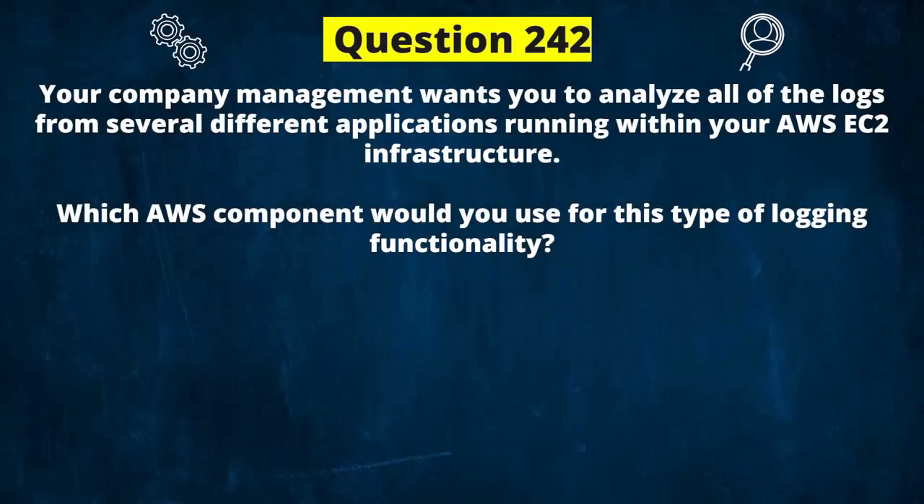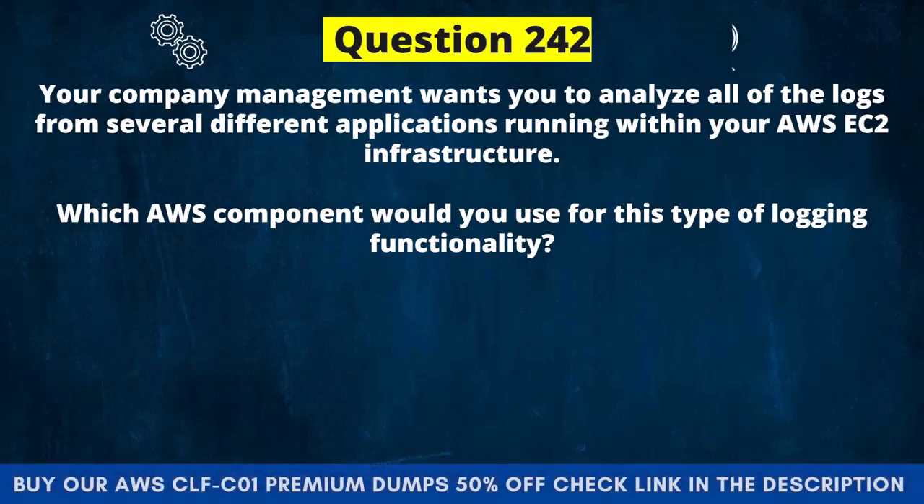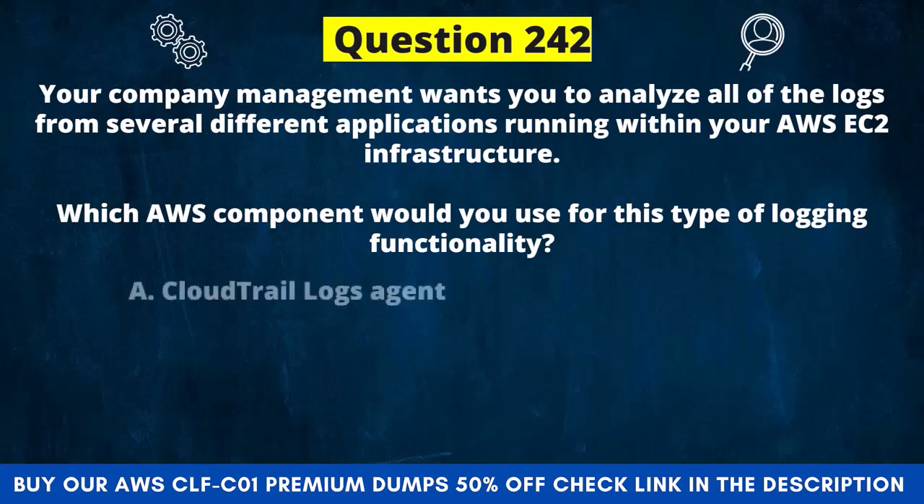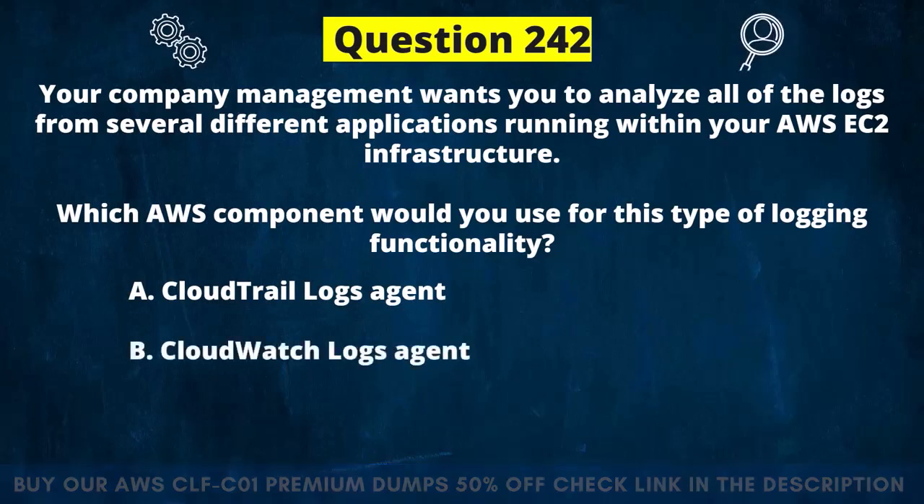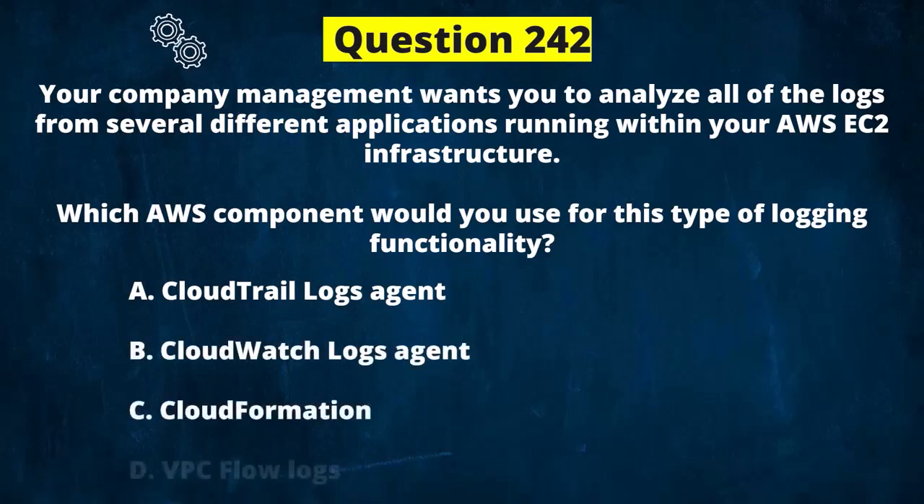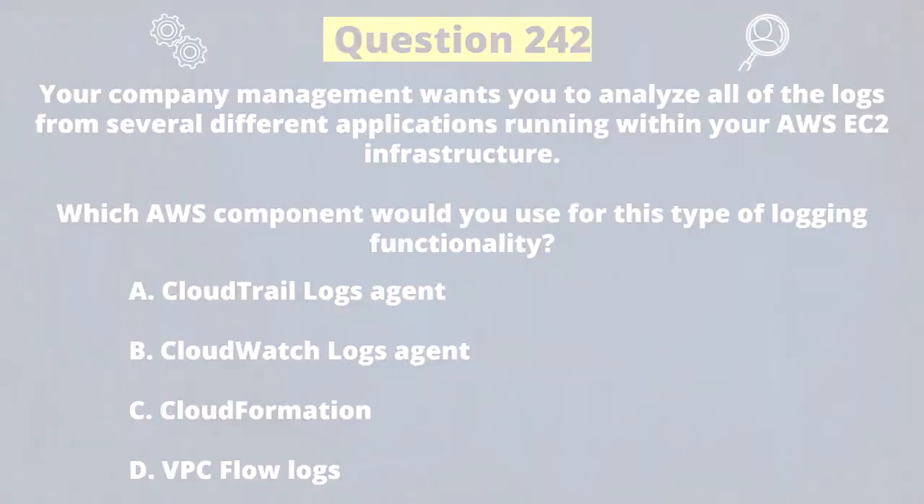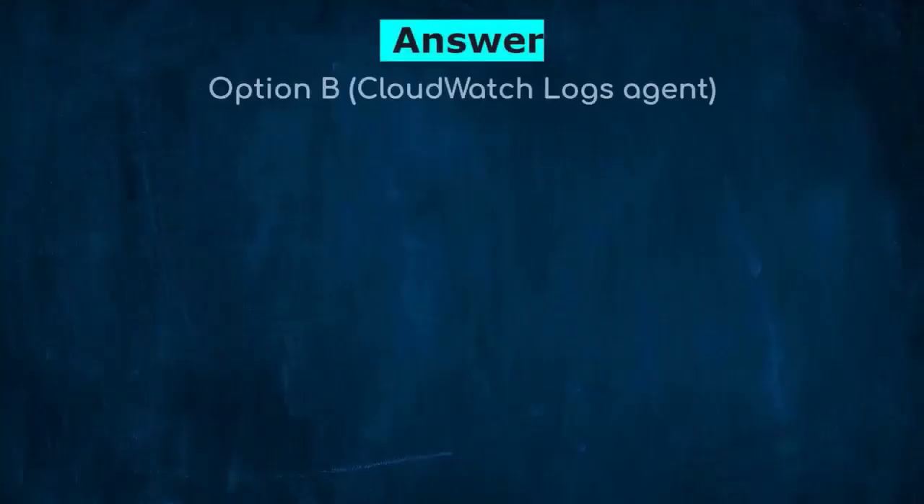Next question. Your company management wants you to analyze all the logs from several different applications running within your AWS EC2 infrastructure. Which AWS component would you use for this type of logging functionality? And the options are A. CloudTrail Logs Agent, B. CloudWatch Logs Agent, C. CloudFormation, D. VPC Flow Logs. And the correct answer is option B.